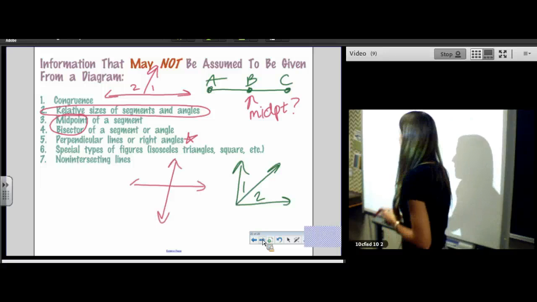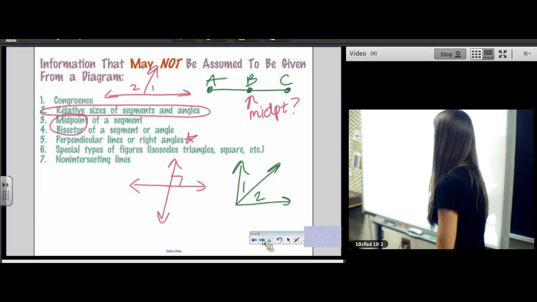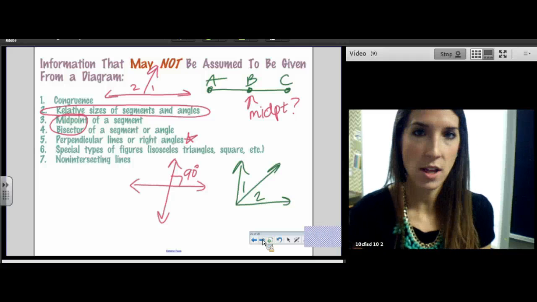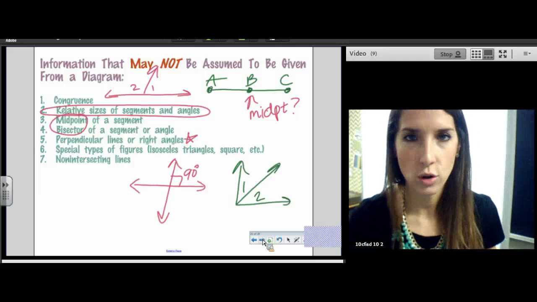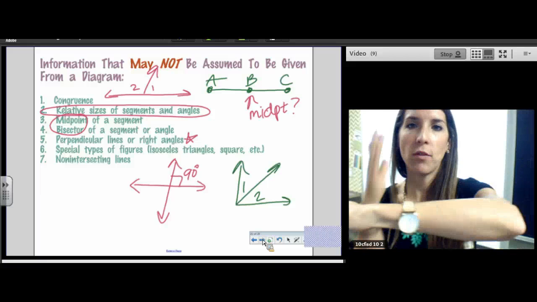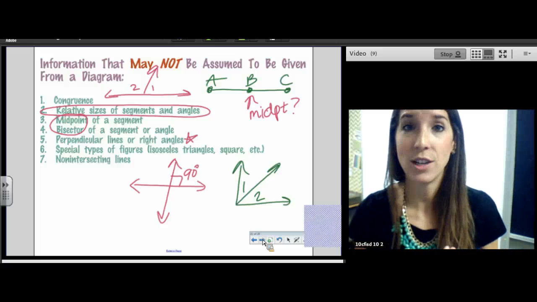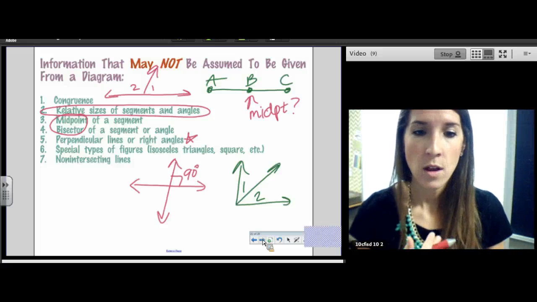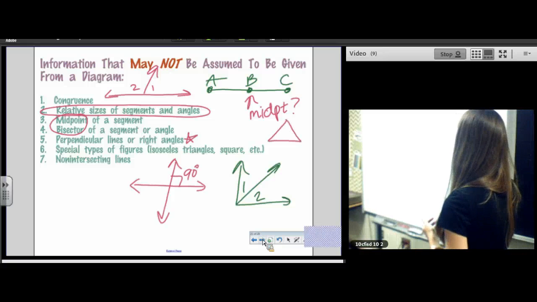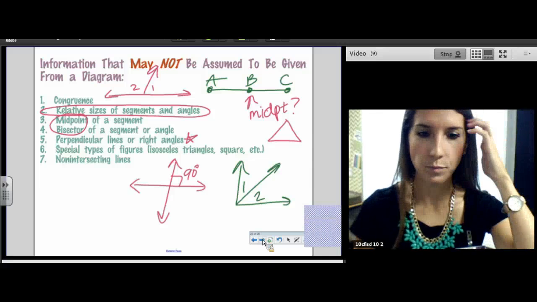Oh, this is my favorite one, number 5. I guarantee I'm going to give you a problem with something like that, and you're going to be like, oh, that's 90. Even though there's no box there. Even though there's no indication that it's 90. We never assume they're perpendicular. Even if they're drawn with a computer and it looks perfectly 90, we will not assume until we solve for that angle. And we can't assume this triangle is isosceles or equilateral if you don't know the measurements.